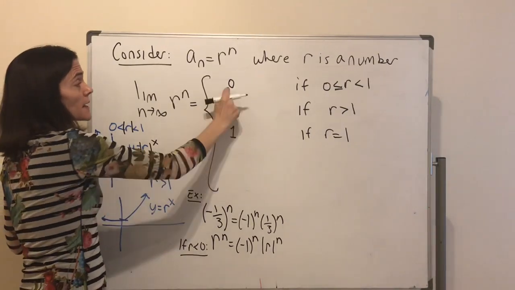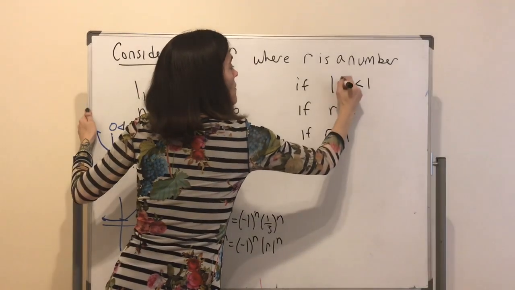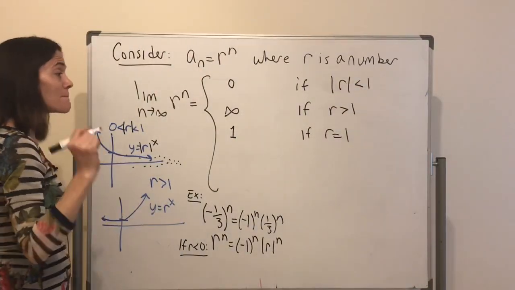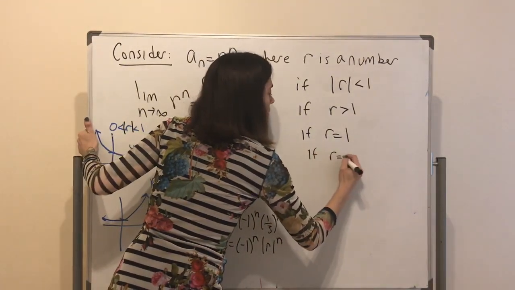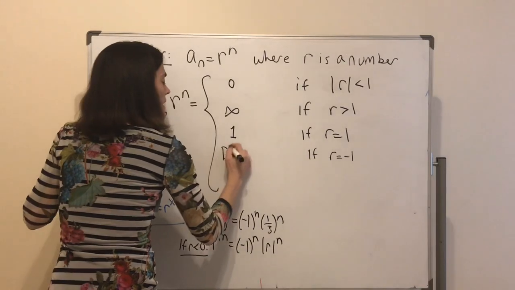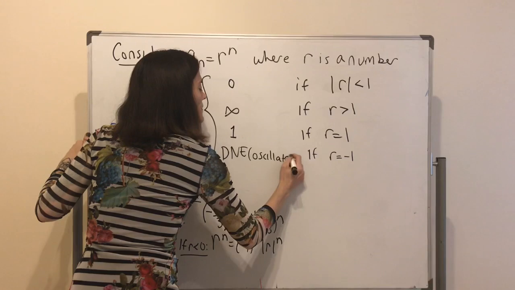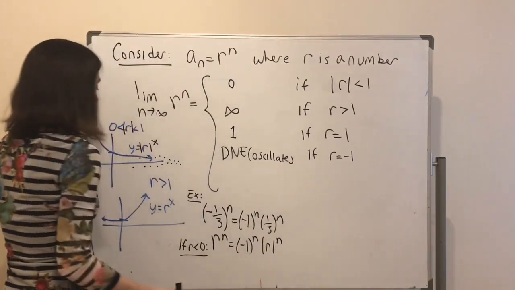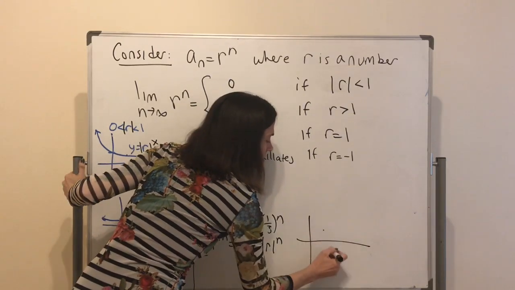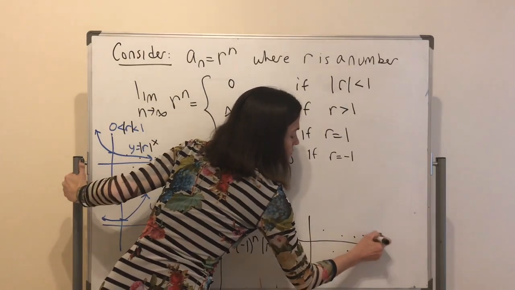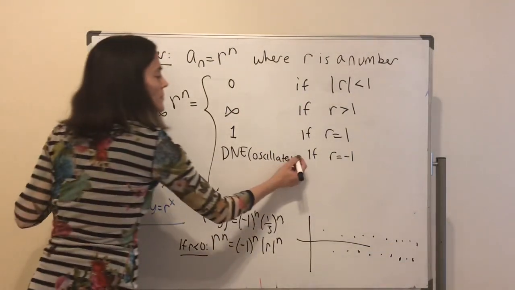So this part here, I can change to just say, okay, if you have minus 1 to the n, the limit does not exist, as it oscillates. Minus 1 to the n literally looks like this. Between 1 and minus 1, it bounces back and forth, 1 and minus 1. Okay?